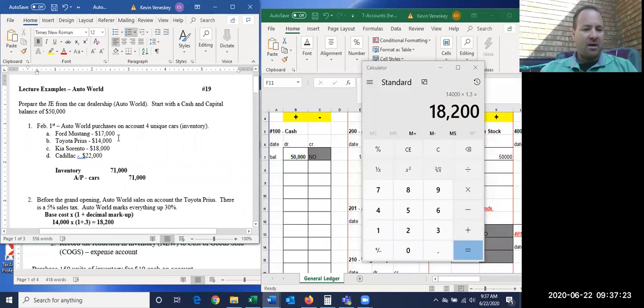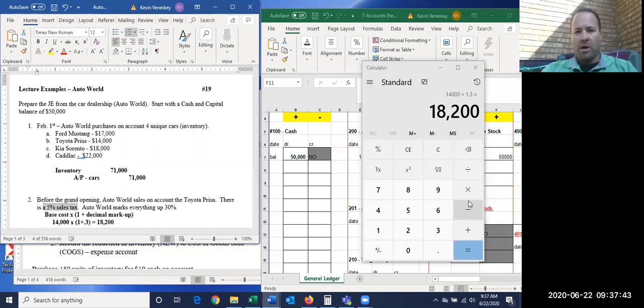This was my base cost. This is going to be my cost of goods sold. This is my sale price. And then the only other thing that I need to tack on is not only am I going to sell it for 18,200, I'm going to sell it for 5% more than that.